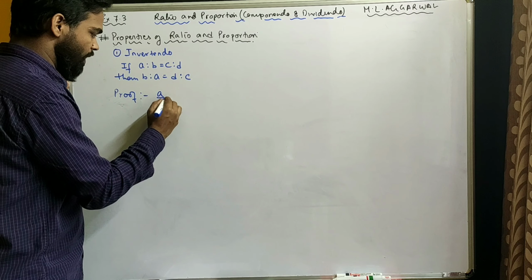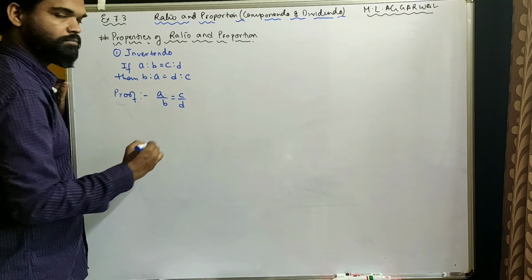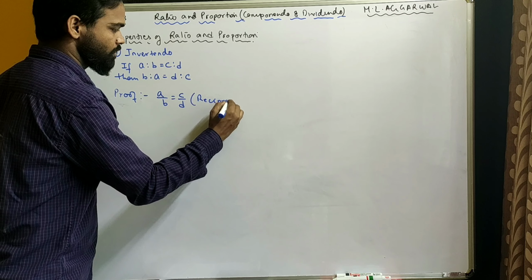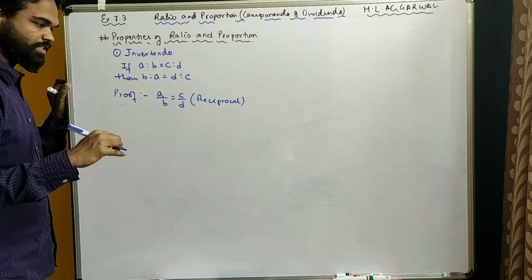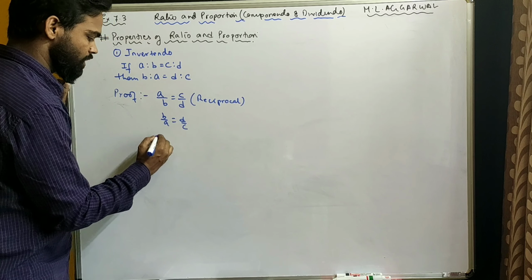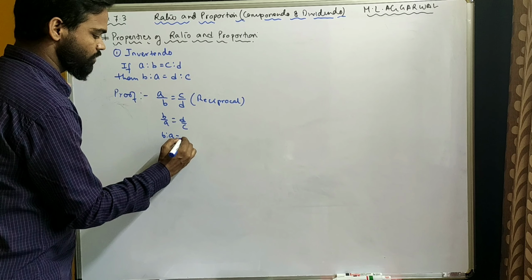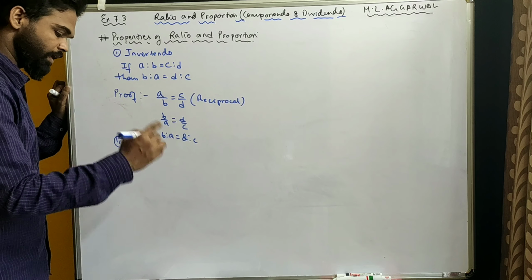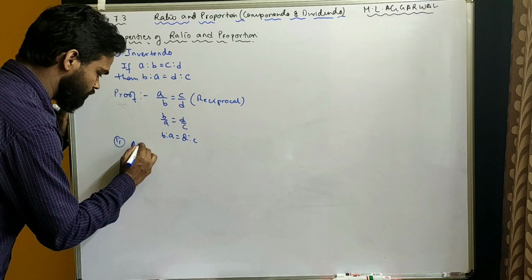See, A by B is equal to C by D. Taking reciprocal on both sides, if we do the reciprocal, what will we get? B by A equals D by C, which means B is to A is equal to D is to C. Proved. Done. The next property is alternando.